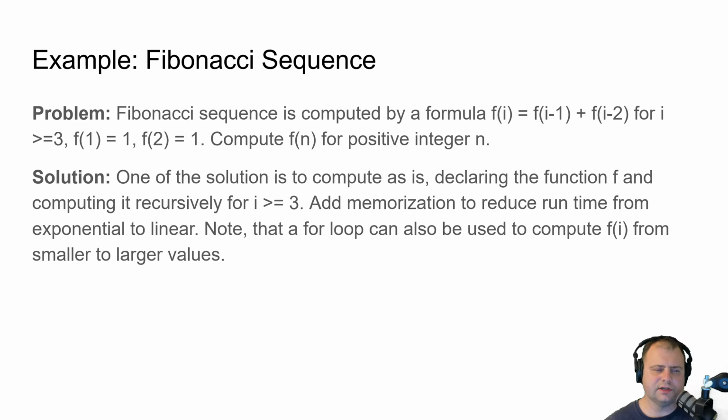Also note that, due to simplicity, you can just do a for loop to evaluate from smaller values to larger values, and it's going to have similar time complexity as recursion with memoization, of course. Because if you don't use memoization, the Fibonacci sequence grows exponentially, so you're going to have exponential runtime as well. But with memoization, it should be good.